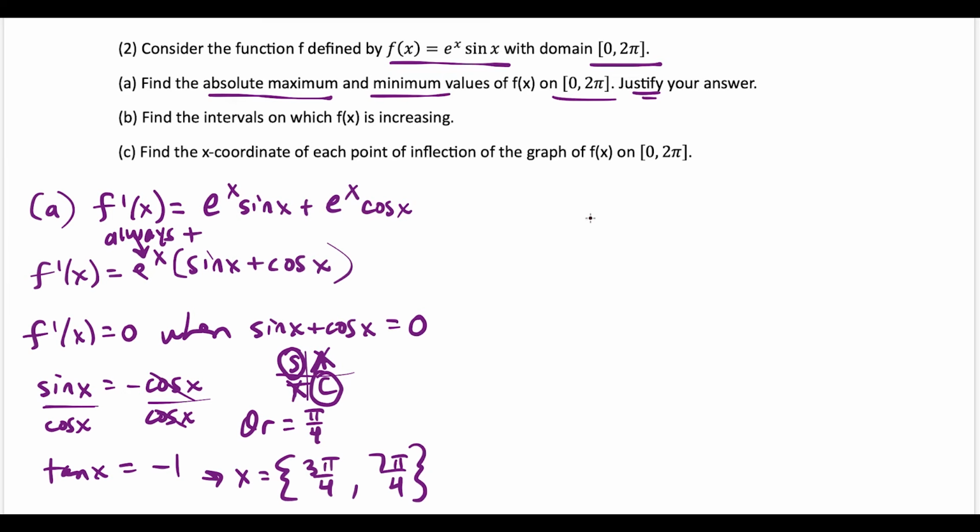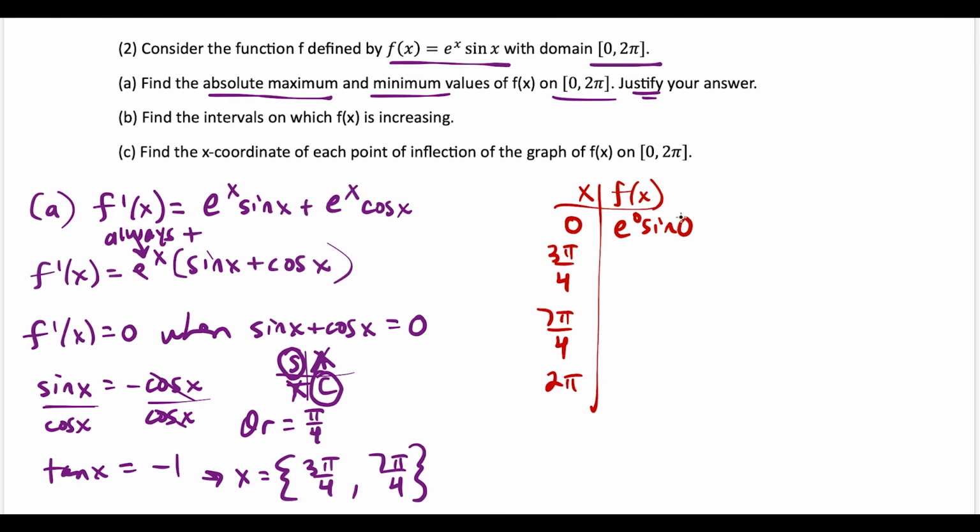I'm going to go ahead and just make a chart here. So we have x, and we have our y column, or I'll call it our f of x column. So remember, for the extreme value theorem, you have to plug in the endpoints 0 and 2 pi, but you also have to plug in the critical points here. So we have 3 pi over 4, and we have 7 pi over 4. But we're plugging this back into the original function. So up first, we would have e to the 0 times sine 0. Sine of 0 is 0, so this just wipes out.